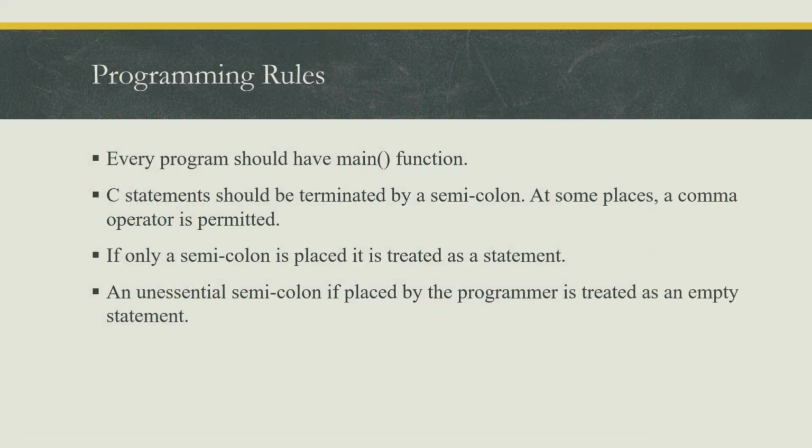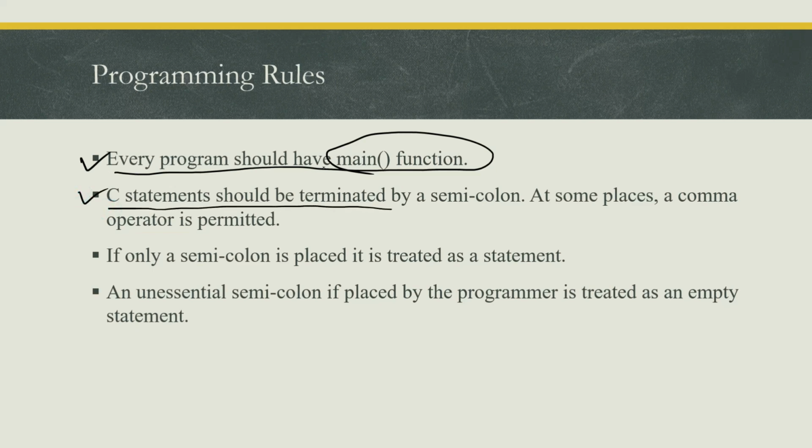Now we move further to our programming rules. What are the different programming rules you have to keep in mind while writing a C program? The very first rule: every C program should have a main function. Each and every C program, from which your execution starts, must have a main function. Then, C statements should be terminated by a semicolon. At some places a comma operator is permitted.